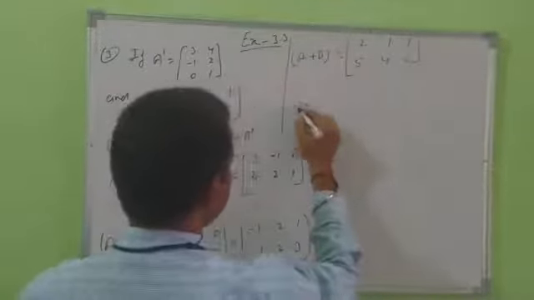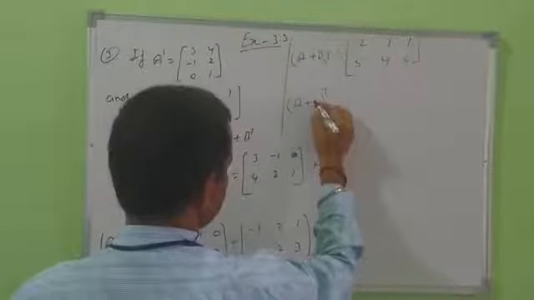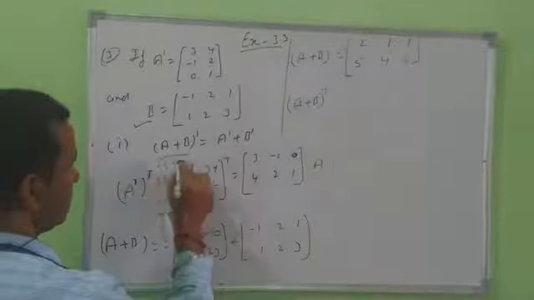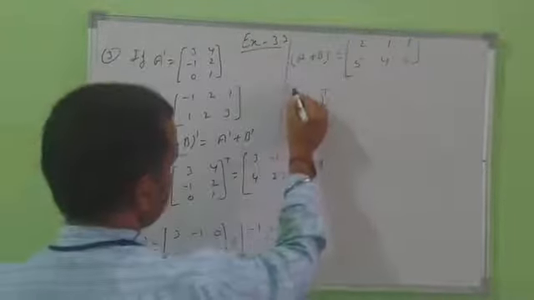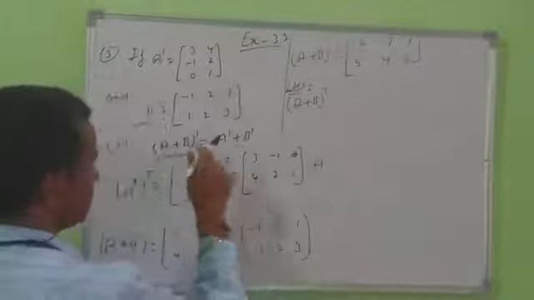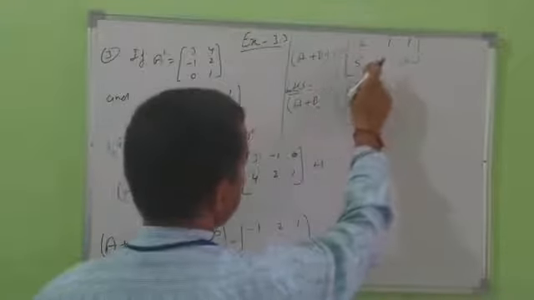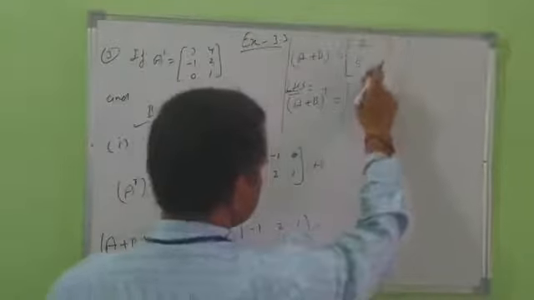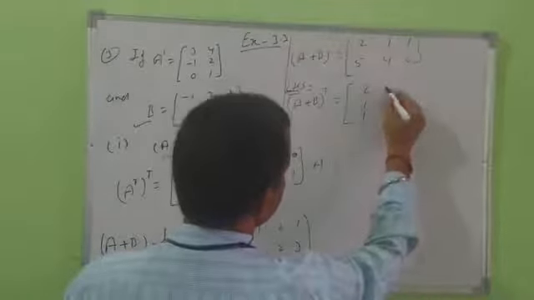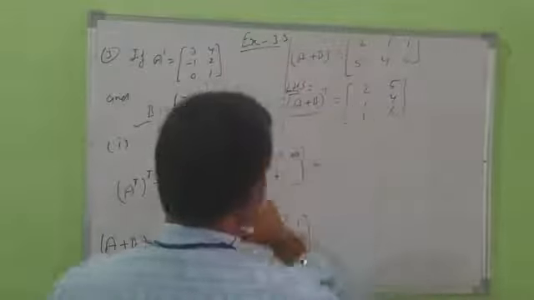After that, you will find the transpose of A plus B, this matrix. This is the LHS part. What is the LHS part? A plus B transpose. What is the A plus B transpose? This is the value of the A plus B matrix. The first row converts into the first column, so 2, 1, 1. The second row converts into 5, 4, 6. So this is the LHS side.